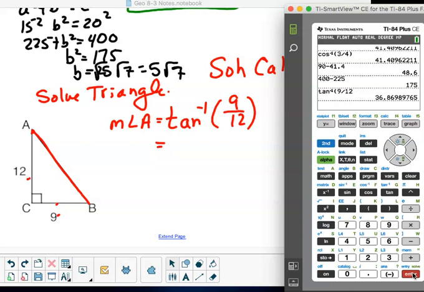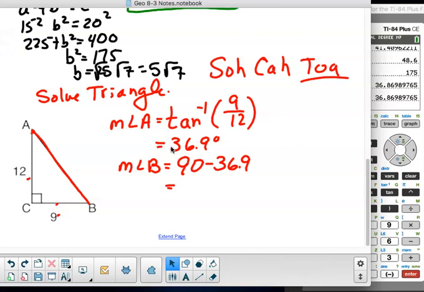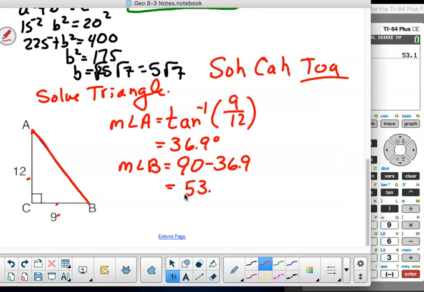Will that be a problem? Let's see. No, it won't be, so long as I don't put anything after it. Okay, so now I've got 36.9 degrees. To find the measure of angle B, I could do the inverse tangent, but I can just subtract it from 90, because remember, the two acute angles make 90 degrees. So I've got 90 minus 36.9, that's 53.1 degrees. So that's the measure of angle B.